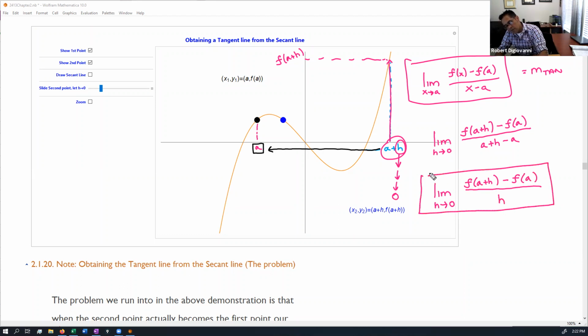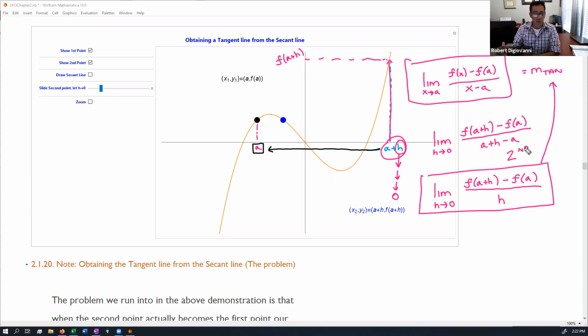And this will give you the same answer, but it's a different type of limit. So what I'm getting at is, if you want to find the slope of the tangent line to a curve, there are two ways you can find the slope of that tangent line. There are two formulas that you can use. This is the first version that I showed you, and now I've given you a second version.